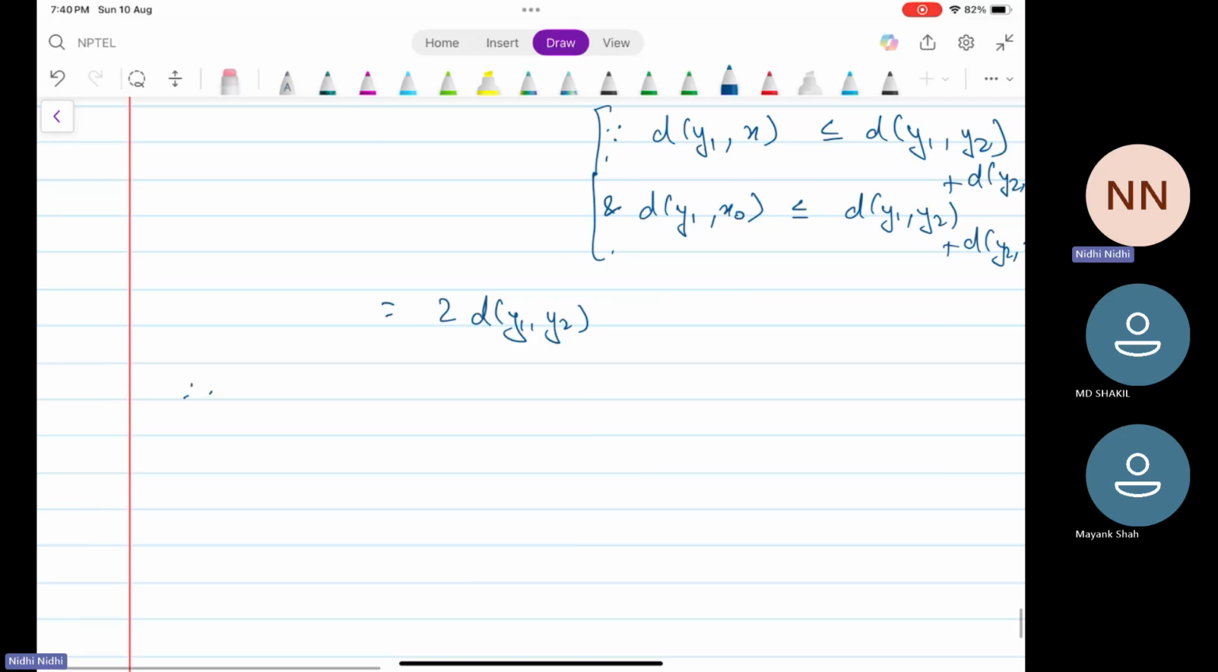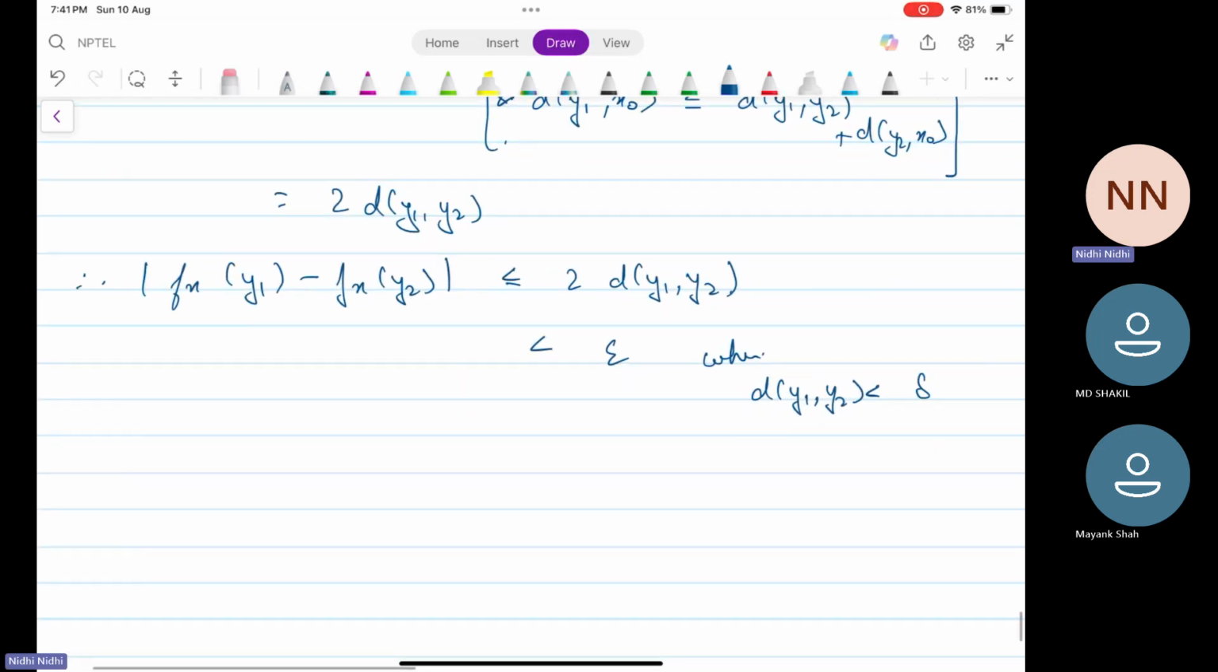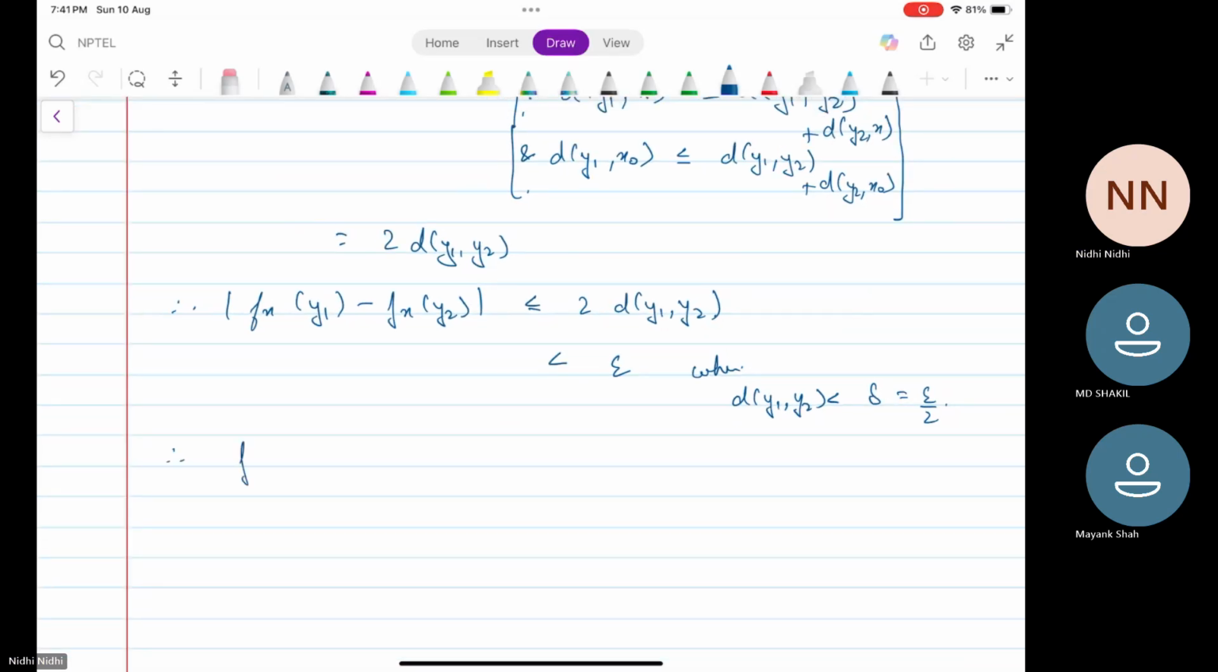Therefore, we get |f_x(y1) - f_x(y2)| is less than or equal to 2 times d(y1,y2). Now this will be less than epsilon whenever d(y1,y2) is less than delta, which is equal to epsilon by 2. Therefore, f_x is continuous.